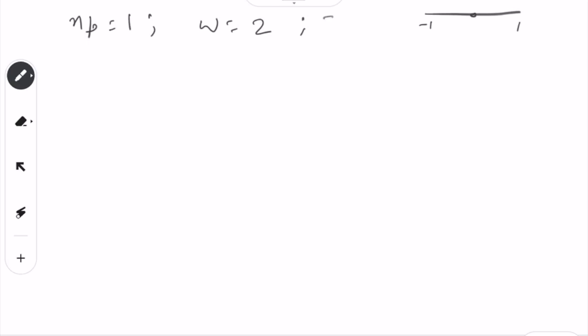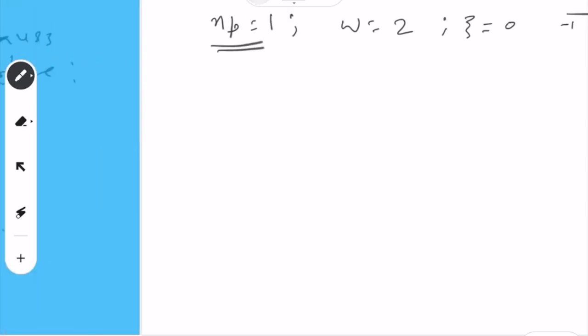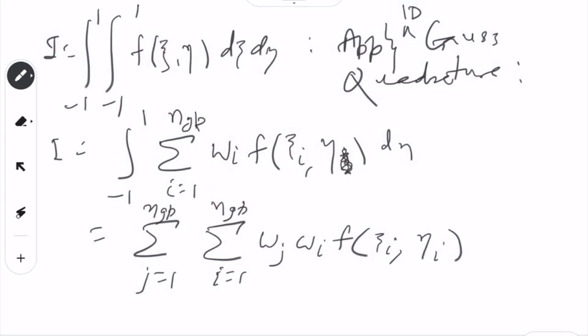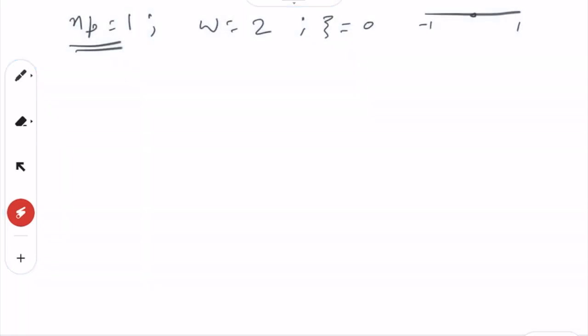So we get xi equal to 0. In that case, if you apply NP equal to 1, there will be only one point. So what we get here for Wj is only one, so you have W1. Basically, here we have W1 equal to this and xi1 equal to 1.